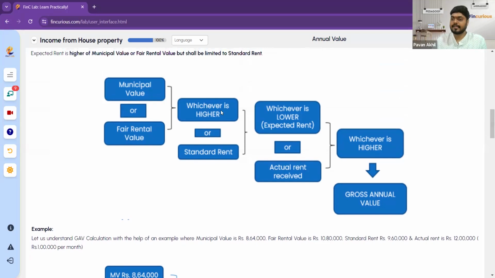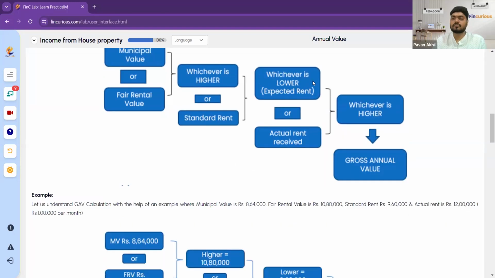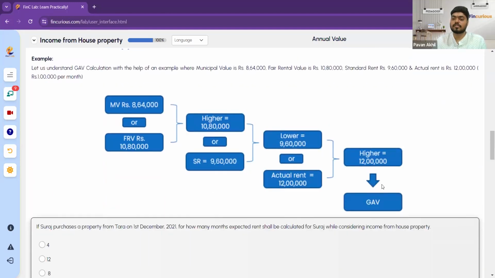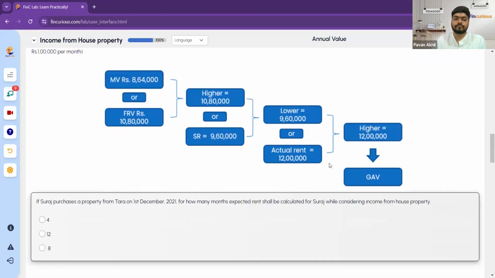So here we write 10 lakh 80 or standard rent. Standard rent is how much? 9 lakh 60. 10 lakh 80 or 9 lakh 60, whichever is lower. The expected rent here is 9 lakh 60. So 9 lakh 60 or actual rent received, that is 12 lakhs. So obviously actual rent is higher. So gross annual value would be 12 lakhs. So you see, gross annual value is 12 lakhs. It is very simple to calculate the gross annual value.